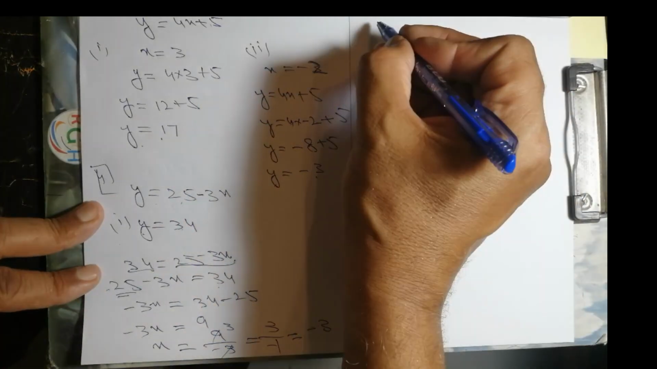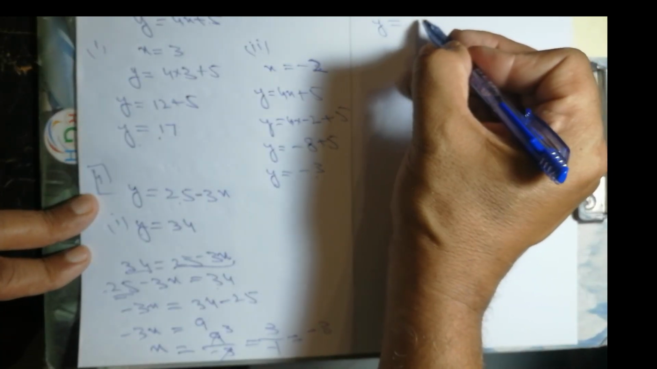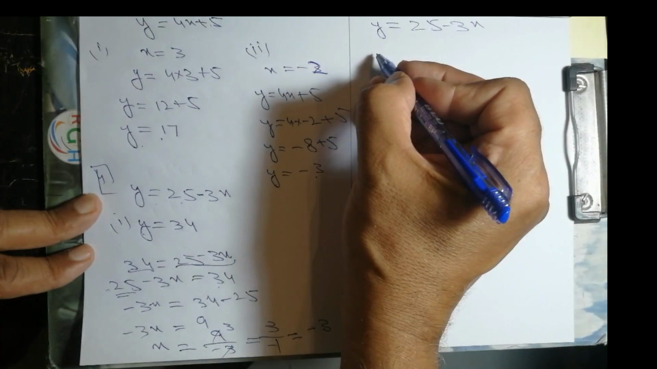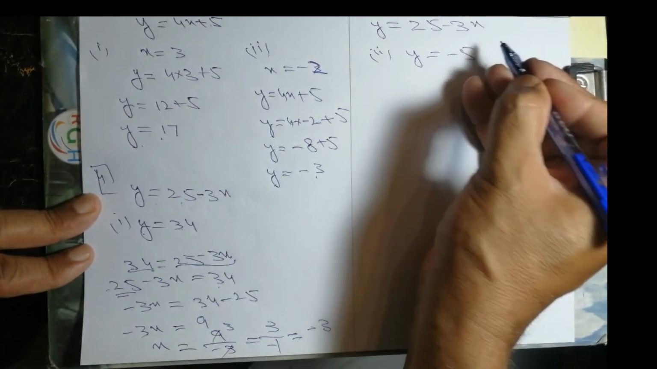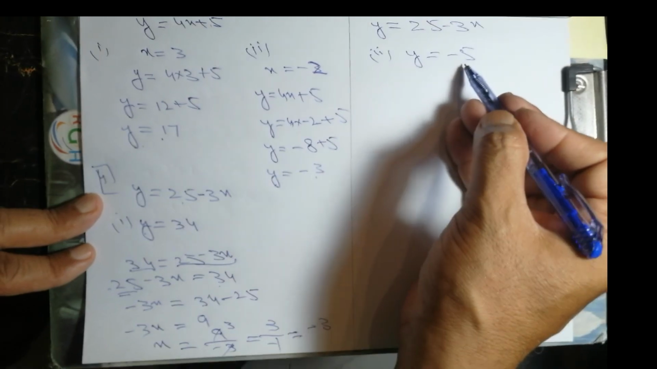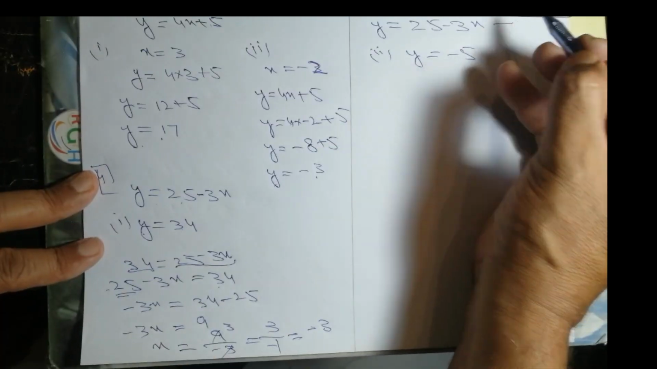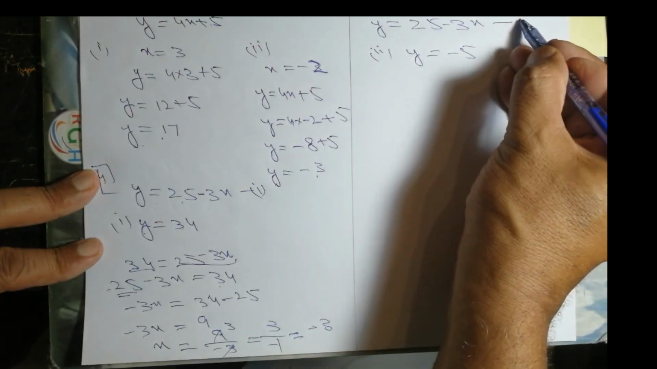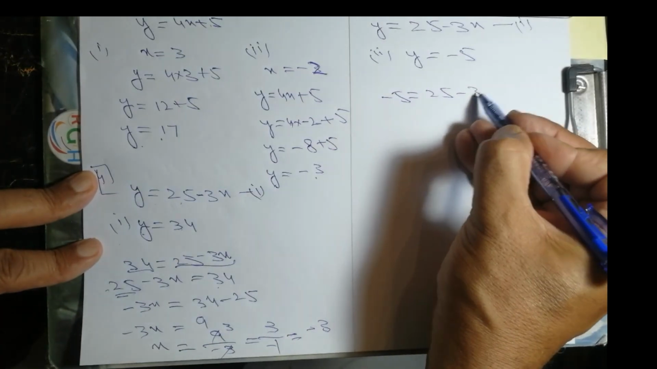Now part 2 of this question. I write it again: y equal to 25 minus 3x, the given function. In part 2, the value is y equal to minus 5, and we need to find the value of x. Put the value of y in the equation. Suppose this was equation 1, so I copied the same one. Put the value of y here. Minus 5 will be equal to 25 minus 3x.